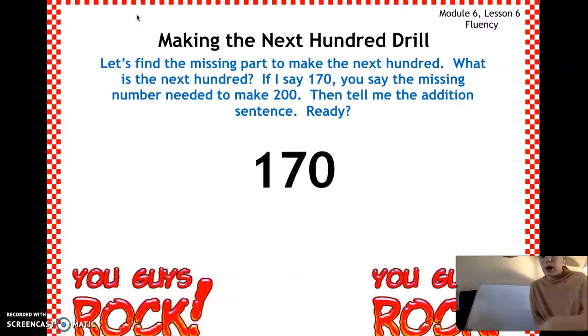So our warm-up is making the next 100 drill. If we have the number 170, what is the missing number that we need to make 200? Good, 30. So now let's say our addition sentence. Are you ready? Good. So we have 170 plus 30 equals 200.